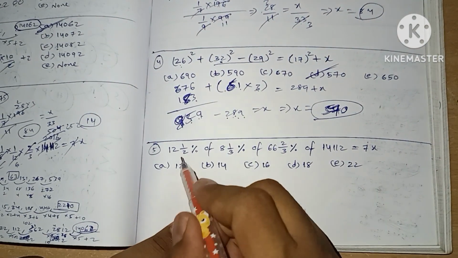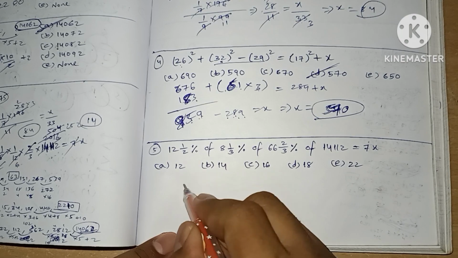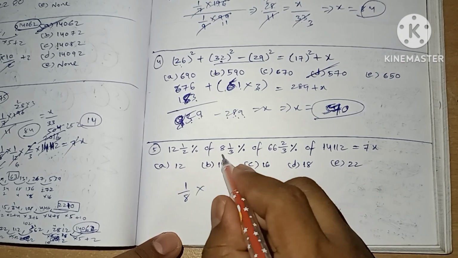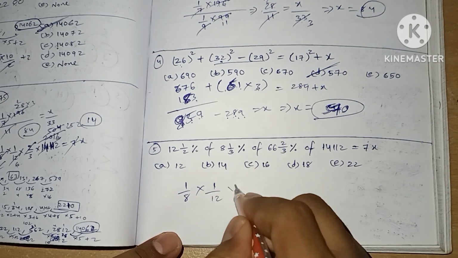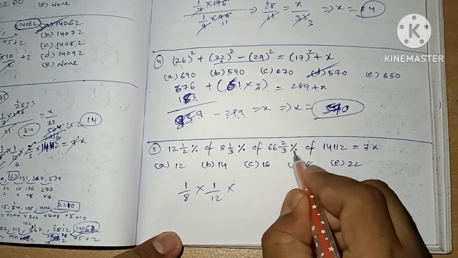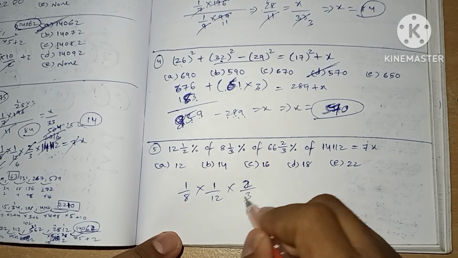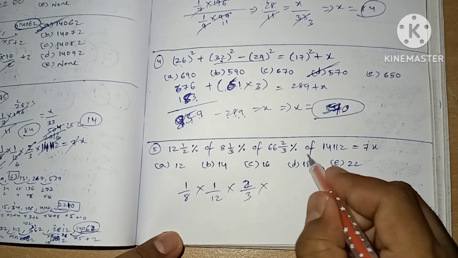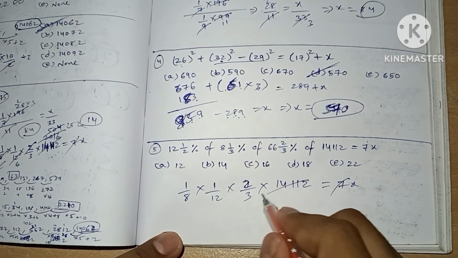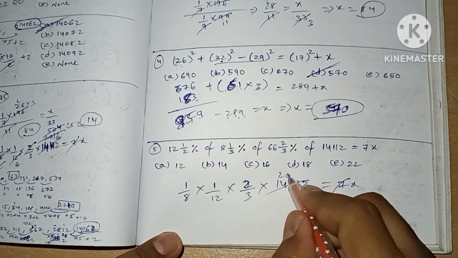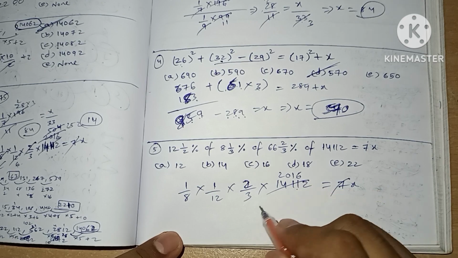Next, fifth question. 12.5 percentage means 1 by 8. Fraction value is 1 by 8. 8.33 percentage means 1 by 12, into 66.66 percentage means 1 by 6. Two third is the fraction value of this one, into 14112 equals to 7x. 7, 2 times 14, 0 times and 1 time is 7. We are left with 42, means 7, 6 times is 42.